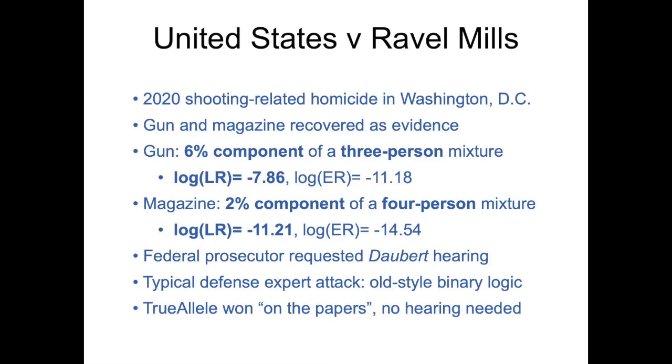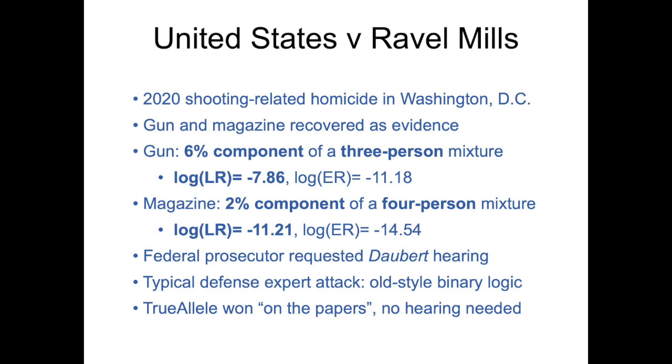This is another case. This was a federal defense case we happened to be working on with the federal defenders. Here, in a shooting homicide in Washington, D.C., a gun and a magazine are recovered as evidence. They are low-level mixtures, a 6% component of a 3-person mixture. The magazine of the gun is a 2% component of a 4-person mixture. Conventional forensic DNA analysis failed. We got the case, and this is what we found.